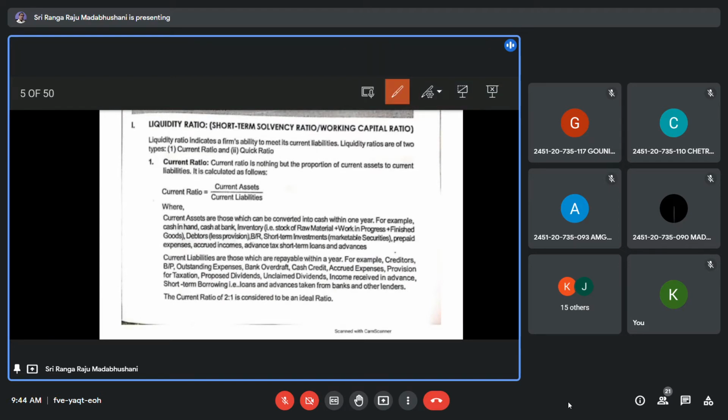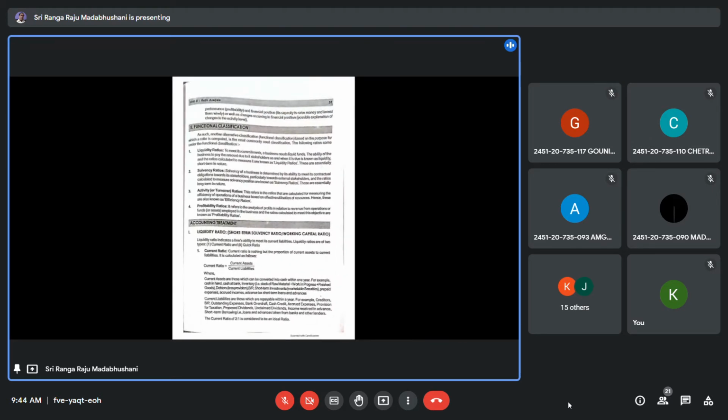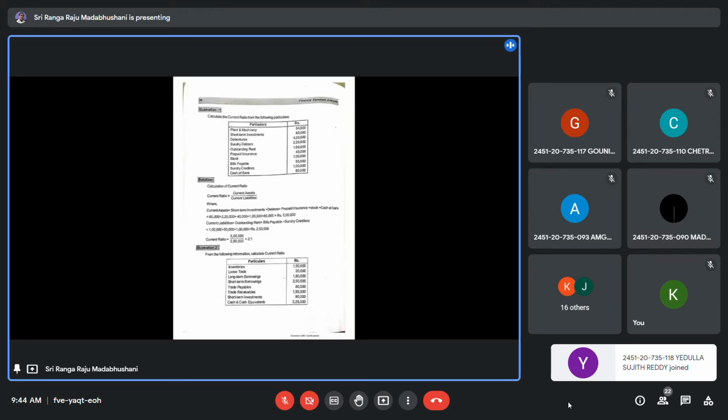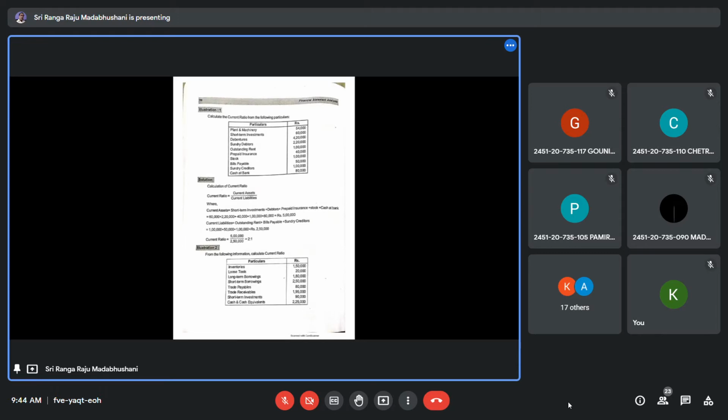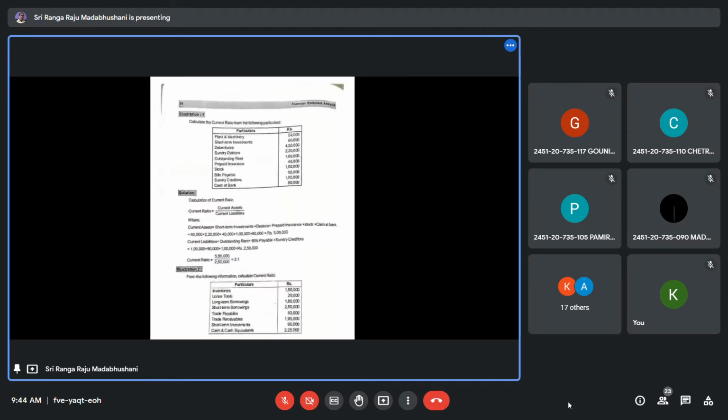current ratio. Current assets divided by current liability is the current ratio. If the ratio is 2:1, that is the ideal ratio. If it is greater than 2:1, so more assets and less liability, then that is healthier. If it is less, then it is not so good.